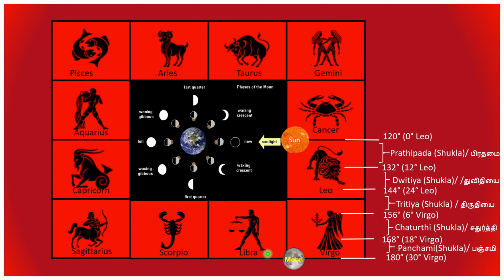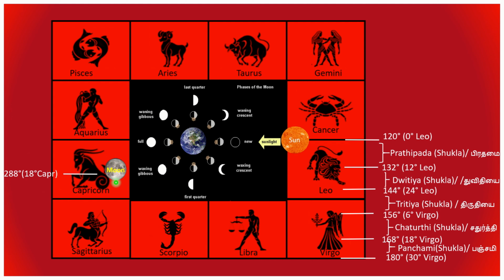So the moon travels along the zodiac. So these parts I will mention in the next part of the slides. As the moon travels, it reaches this part, which is 288 degrees, which is also the 18th degree of the Capricorn sign.